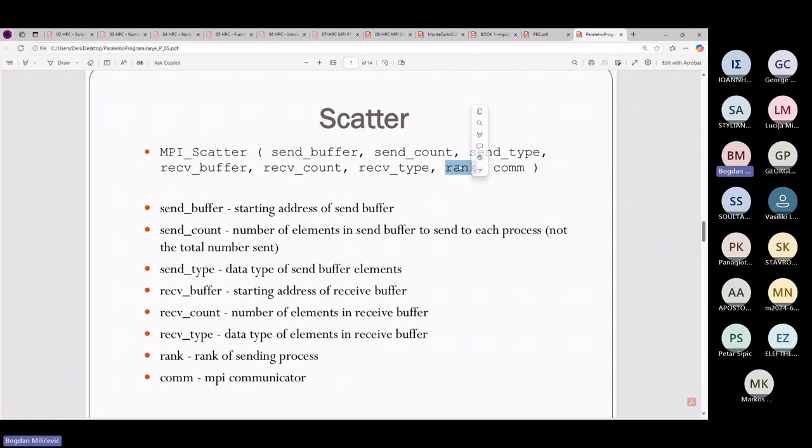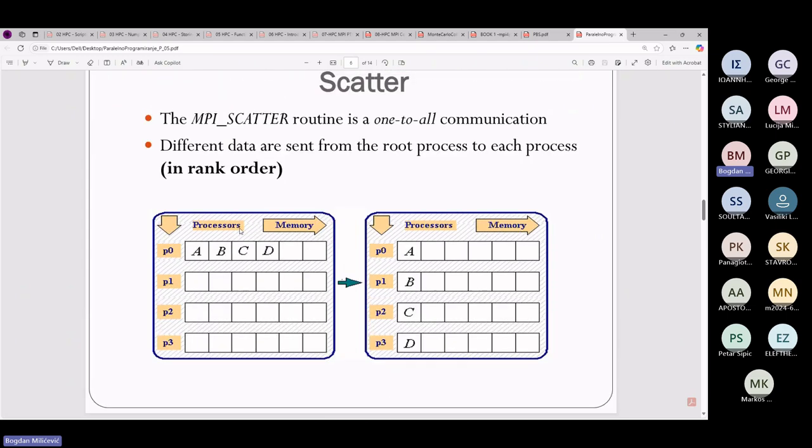Then we have rank. This rank is from whom we are scattering. Who is the initial process, and this is the communicator in which the communication is performed. So A, B, C, D, from whom we are scattering, from the 0th process to everybody else.